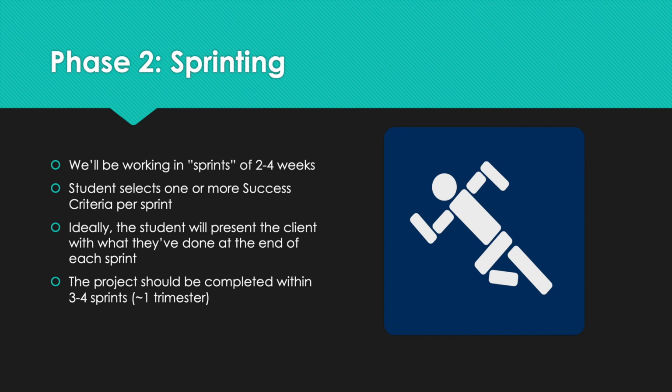After phase 1 is complete, phase 2 will begin, and phase 2 is much longer. It is made up of several sprints, and a sprint can be anywhere between 2 to 4 weeks. During a sprint, a student selects one or more success criteria, and they work on it for those 2 to 4 weeks. At the end of the sprint, ideally, the student will present the client with what they've achieved, a fully functional single feature. Ideally, the whole IA development phase should be completed in about 3 to 4 sprints, so that could be 1 trimester of work.